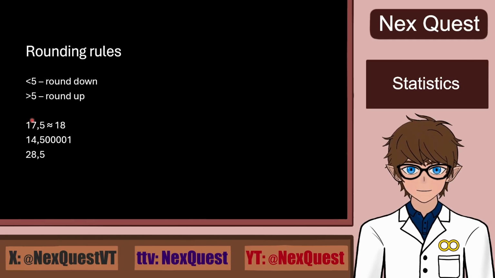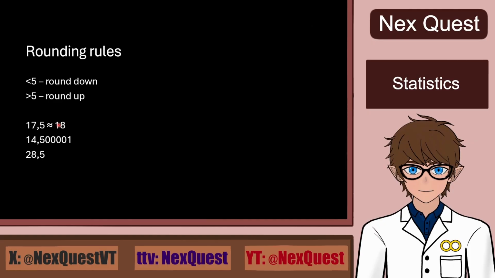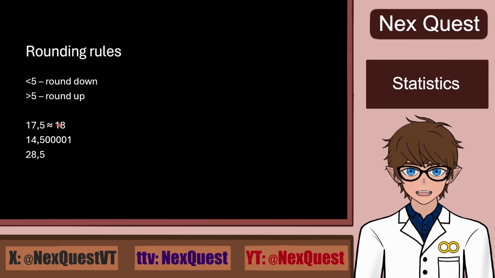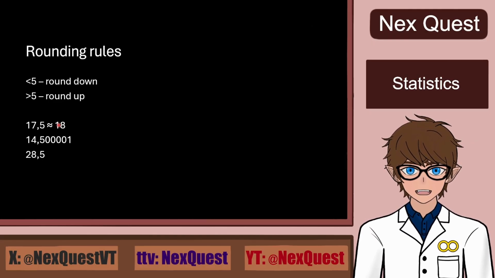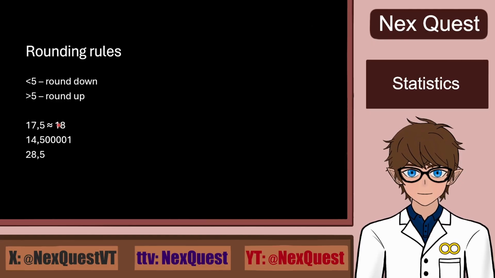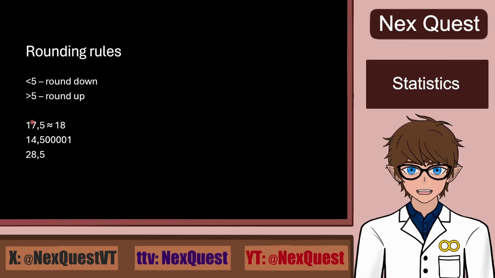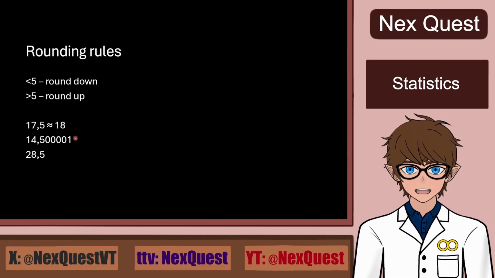We will round to the even number, always. So if it's exactly 0.5, or the 5 is the number you're rounding to something, and there's nothing after it, you round to the even number. So in this case, the even number around this 17.5 is 18.